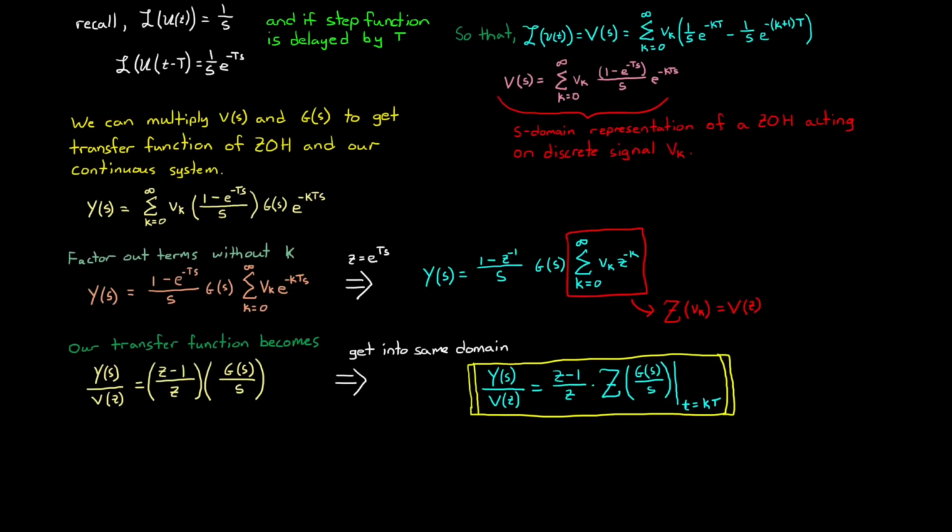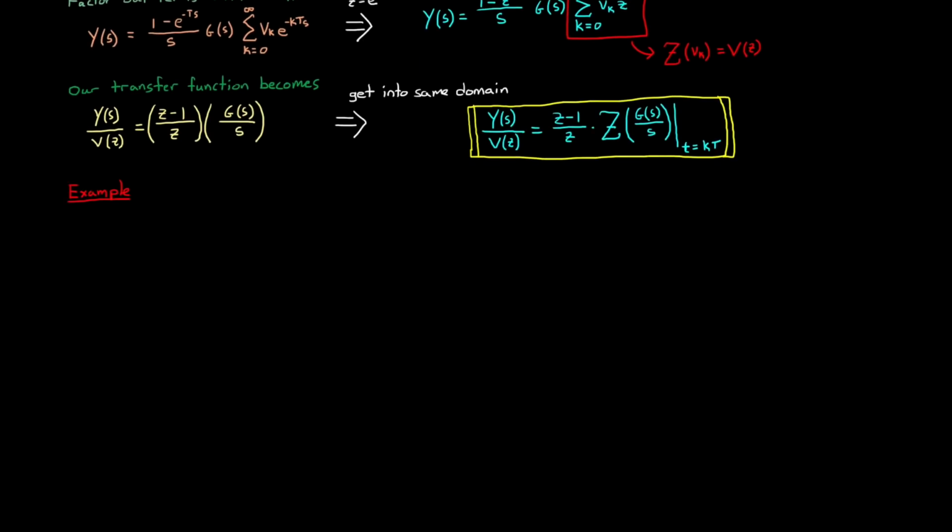Now this might require you to pause here and review the math at a little slower pace. And if you do that, you'll realize that I made a small mistake in the equation in the yellow box. The left side of the equation should be y of z over v of z, and not y of s over v of z. But once you finish reviewing the math, let's go through a quick example with our g of s from earlier.